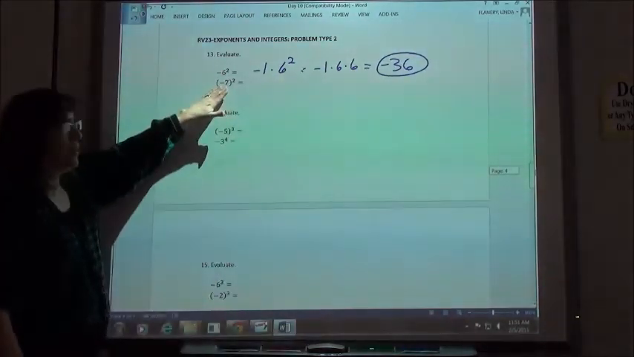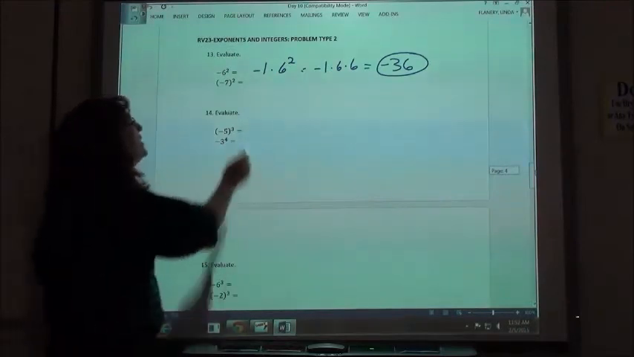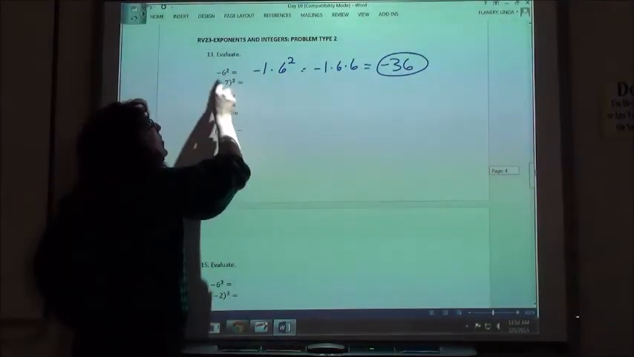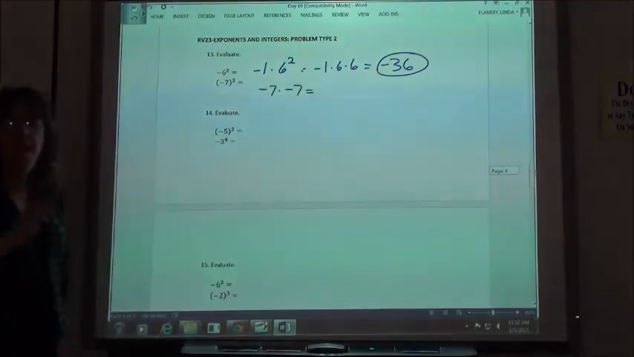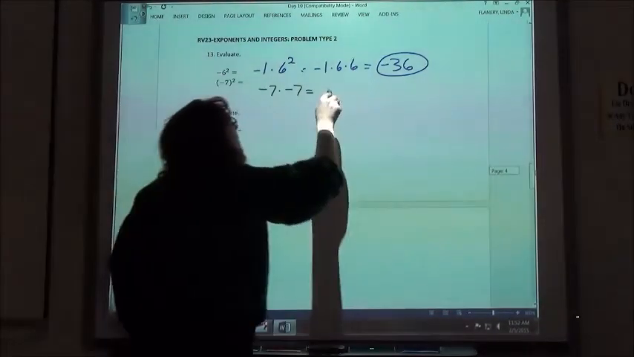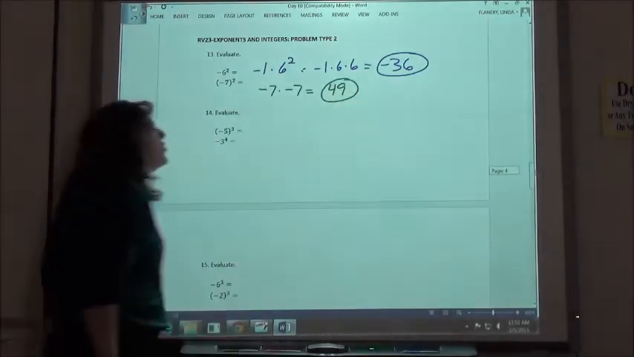Where this one is the ones we did before. This one, the negative is in the parentheses, so it means negative 7 times the second negative 7. And a negative times a negative gives me a positive answer.